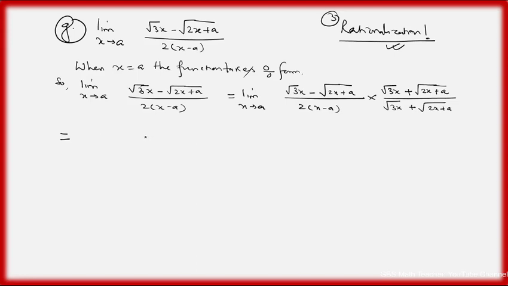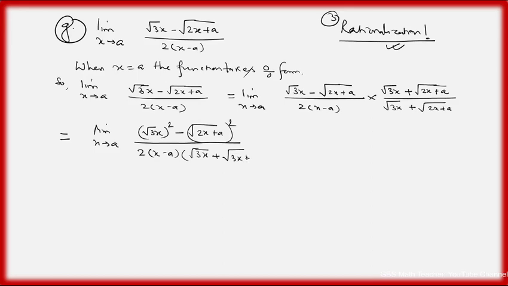Now we can apply a minus b times a plus b. So the product is limit x tends to a of root 3x whole square minus root 2x plus a whole square, over 2 times x minus a times root 3x plus root under 2x plus a.